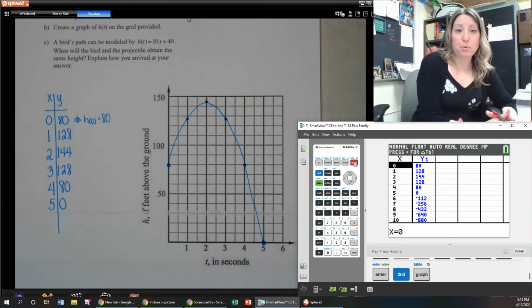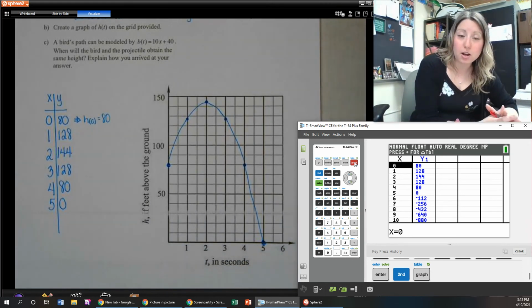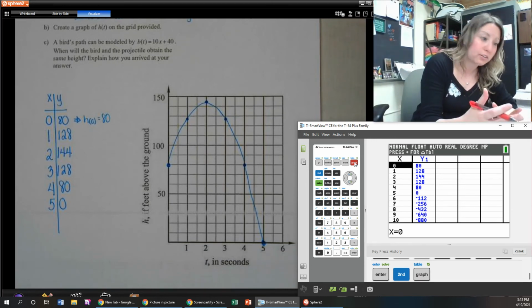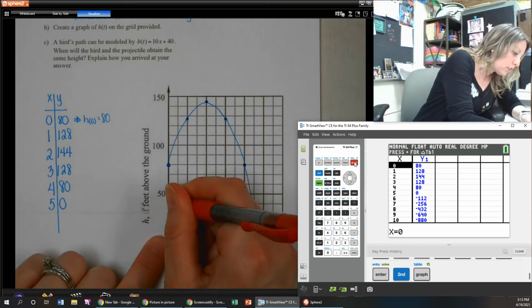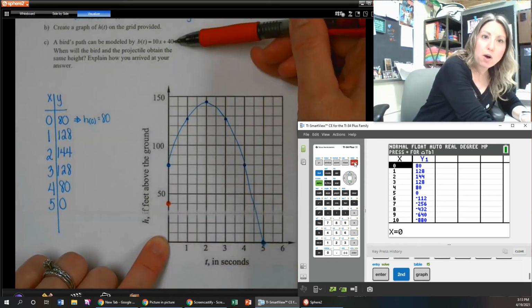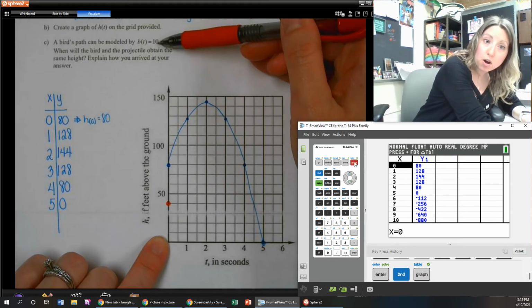Now, B of T is our bird, and the bird is launched, or starts flying, I should say, at the same time as the projectile is launched. The bird starts at 40 feet high. How do I know that? Because my y-intercept is 40. What's my slope? 10 over 1, right?